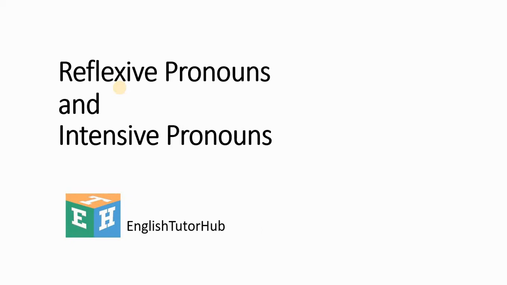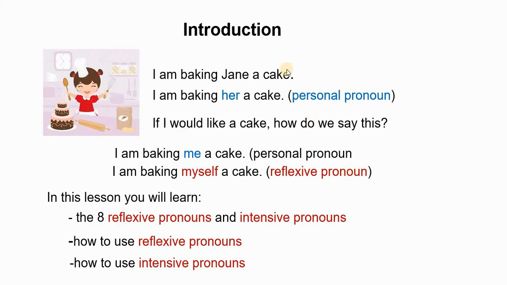Today we are doing a grammar lesson and the subject is reflexive pronouns and intensive pronouns. So let's start. Introduction. I am baking Jane a cake. I am baking her a cake. So personal pronoun. The word her is a personal pronoun and this is replacing the word Jane.